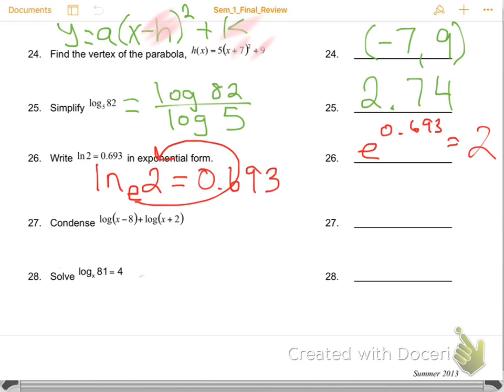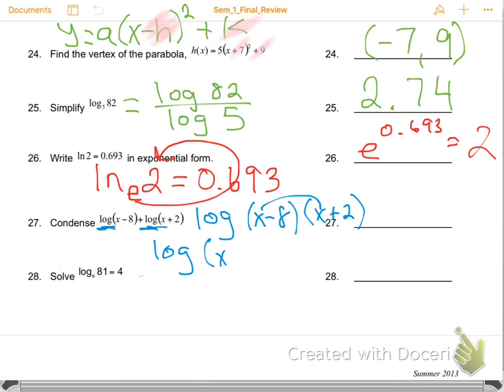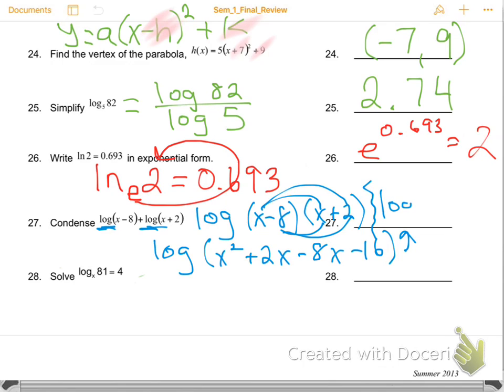Number 27 says condense. Condense means to make things smaller. When you have 2 logs with the same base that are being added, it can be rewritten as 1 log where they get multiplied. All you have to do here is then FOIL or double distribute. So I'd have the log of x times x, which is x squared, x times 2, which is positive 2x, negative 8 times x, which is negative 8x, and negative 8 times 2, which is 16. When I combine like terms, my final answer ends up being the log of x squared minus 6x minus 16.